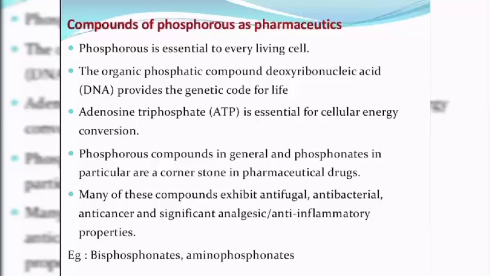cellular energy conversion. Phosphorus compounds in general, or phosphonates in particular, are a cornerstone in pharmaceutical drugs. Many of these compounds exhibit antifungal, antibacterial, anti-cancer and significant analgesic and anti-inflammatory properties. For example, bisphosphonates and aminophosphonates are examples of compounds which contain phosphorus as pharmaceutics.